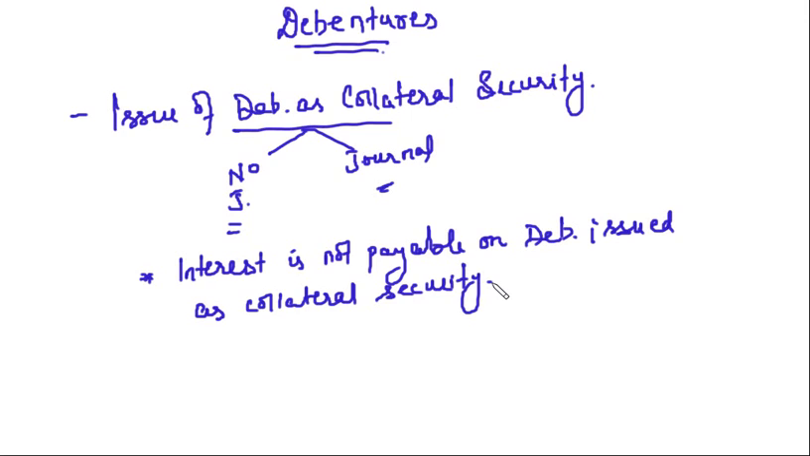We are paying interest to the bank. Here we are not getting any money against the issue of debentures. So if we are not getting any money against the issue of debentures, then there is no question of paying interest on money, right? So interest is not payable on debentures issued as collateral security. This is one very important point I missed out in the last lecture. That is why I am specifically mentioning it here. Clear?